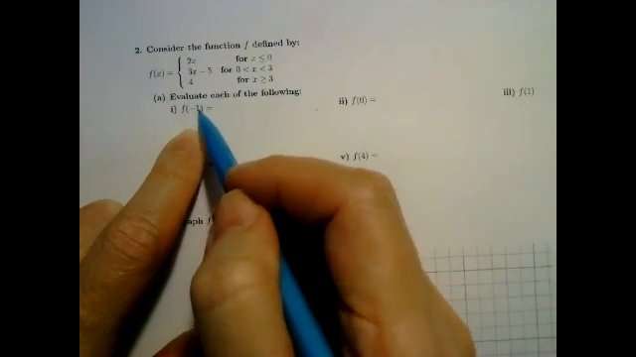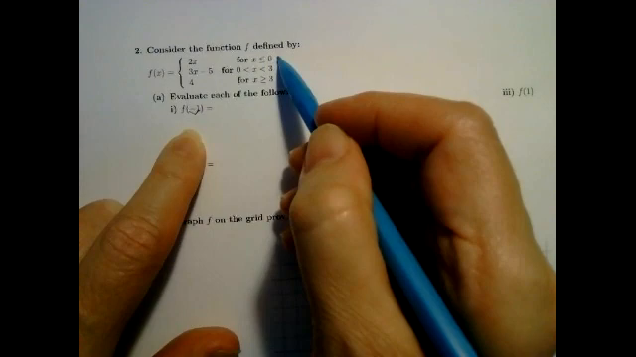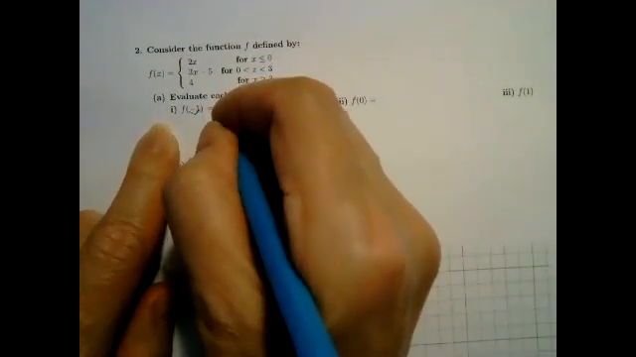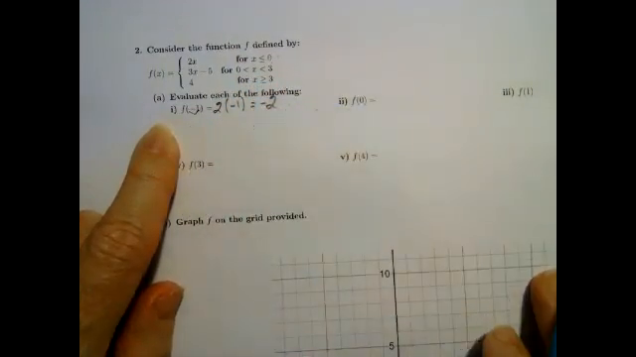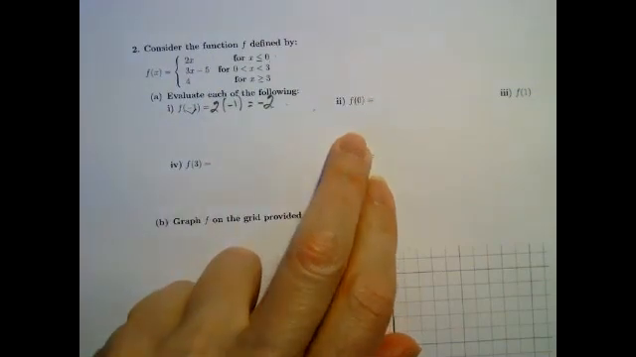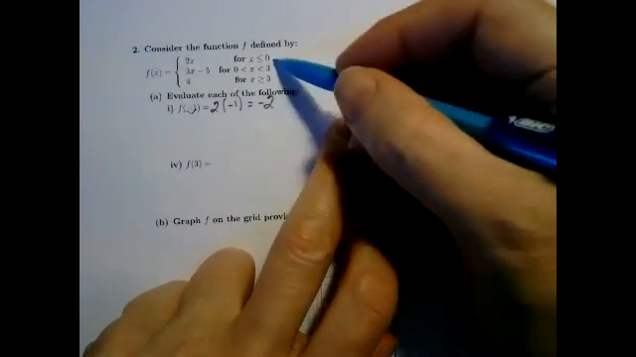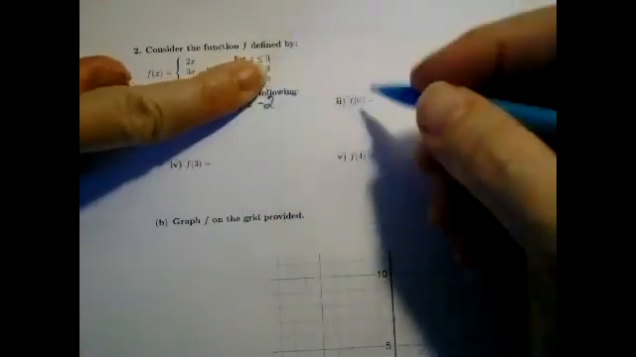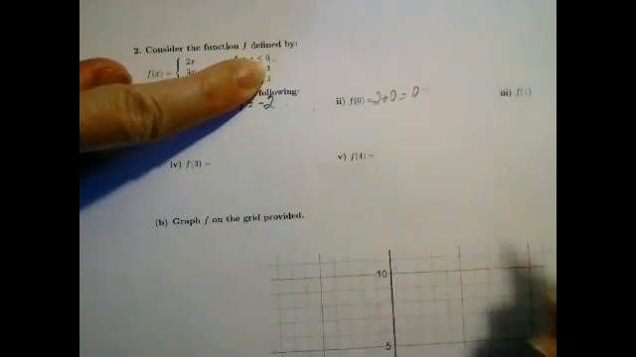Minus 1. Okay, this is my input. I go back here. Which condition is satisfied? The first one. Minus 1 is negative, so we use the first rule. Minus 2. Sorry, f of 0. Which rule? The first one, because 0 is less than or equal to 0, so it satisfies the first condition, so we follow the rule 2 times 0, which is 0.